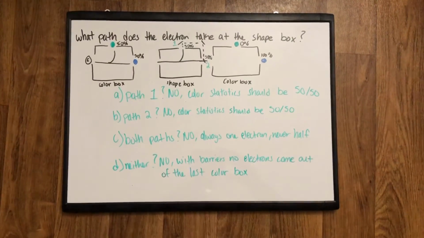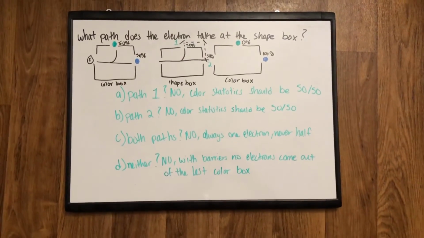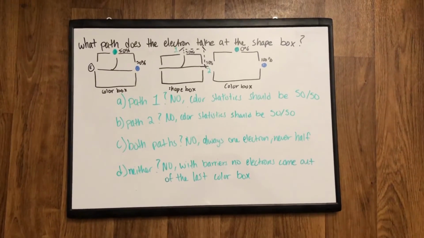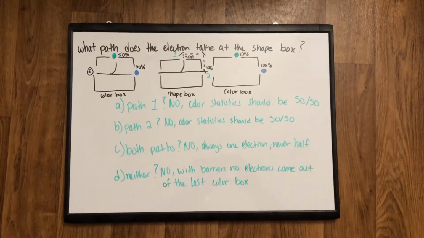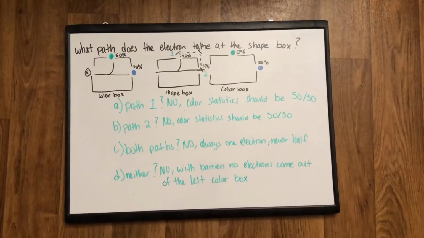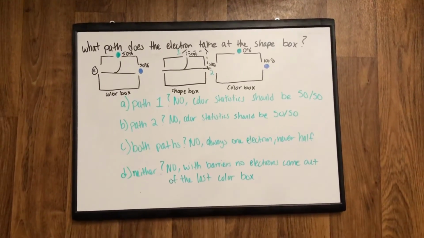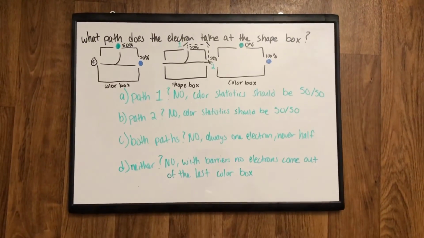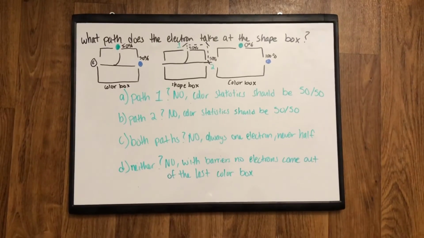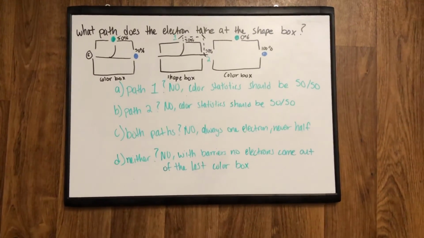So where is the electron when it's going through the shape box? Well, this is what scientists had to call superposition. This is the movement of particles when there is no real-world experience to tell us. So in the shape box, the electron is in a superposition of being both a triangle and a rectangle.